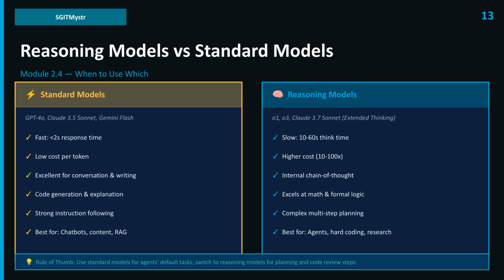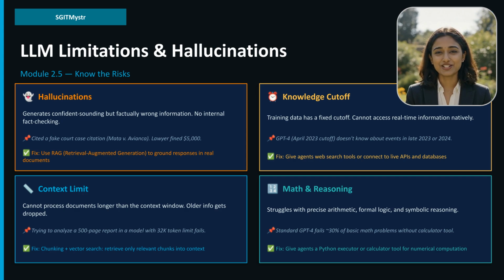Standard models are faster and cheaper, ideal for basic tasks. Reasoning models are slower and more costly but excel at internal chain of thought, complex planning, math, and formal logic. Use standard models for default tasks, and switch to reasoning models for planning and code review. LLMs have limitations. Hallucinations can be fixed with retrieval augmented generation. Knowledge cutoff is resolved by giving agents web search tools. Context limits can be overcome by chunking and vector search. Math and reasoning struggles are addressed by giving agents Python execution or calculator tools.